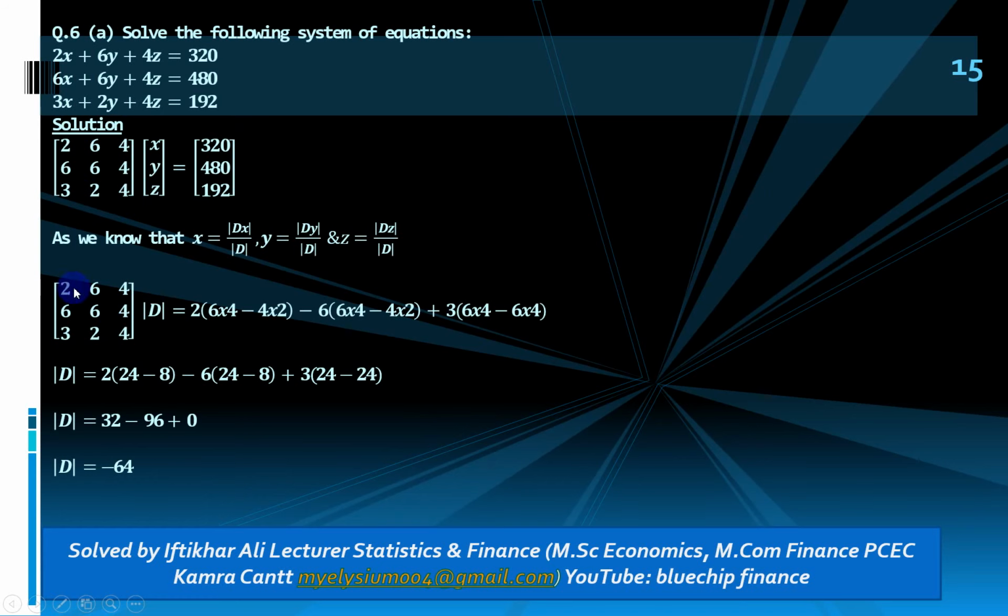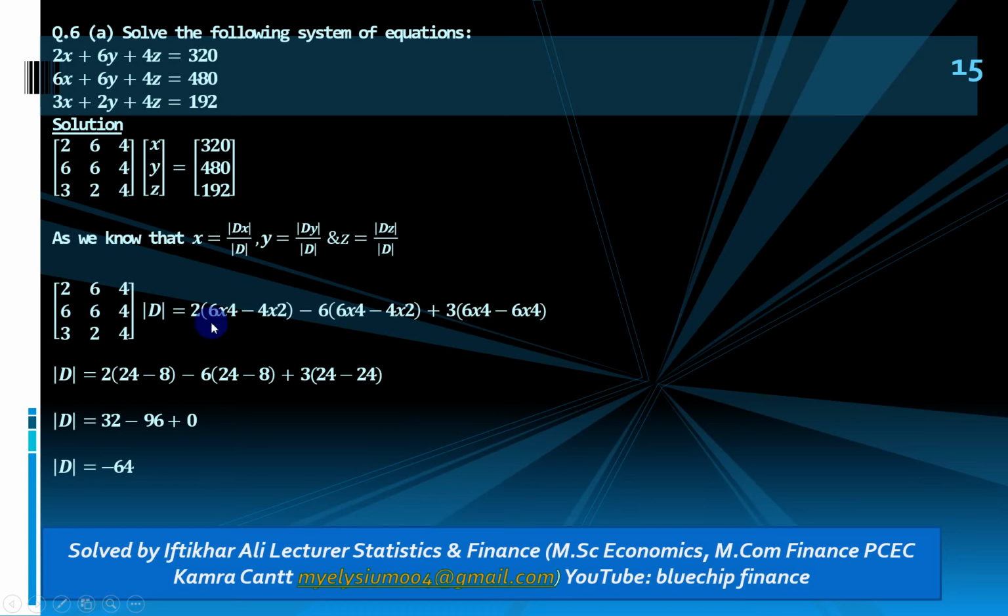Either you can choose a row or a column. I used a column here. So first take the 2, eliminate the row and column in which 2 is. So the remaining values are 6, 4, 2, 4. Just cross multiply and subtract these: 6 multiplied by 4 minus 4 multiplied by 2. But always remember to take the first element first. So 6 multiplied by 4 minus 4 multiplied by 2.